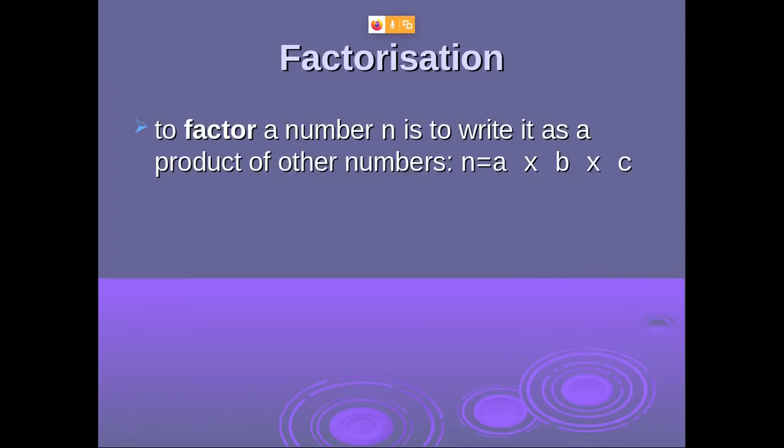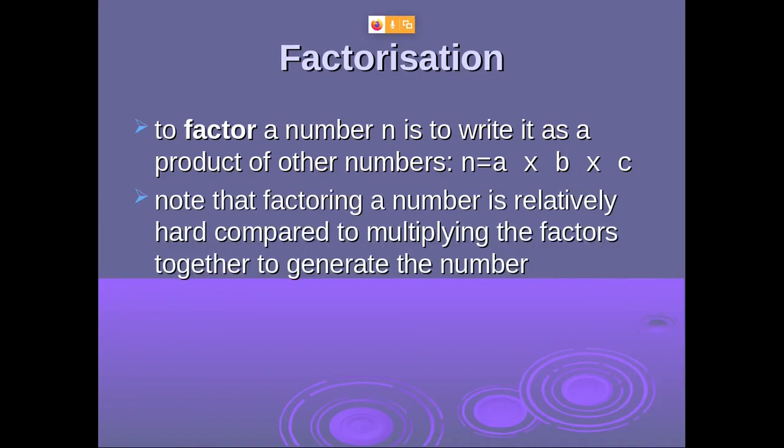Then the next concept is factorization. To factor a number n is to write it as the product of other numbers. Example, n is equal to a into b into c. Note that factoring a number is relatively hard compared to multiplying the factors together to generate the number, and this concept is used in cryptography. To factor a number is computationally hard, but to find the product it is computationally easy.